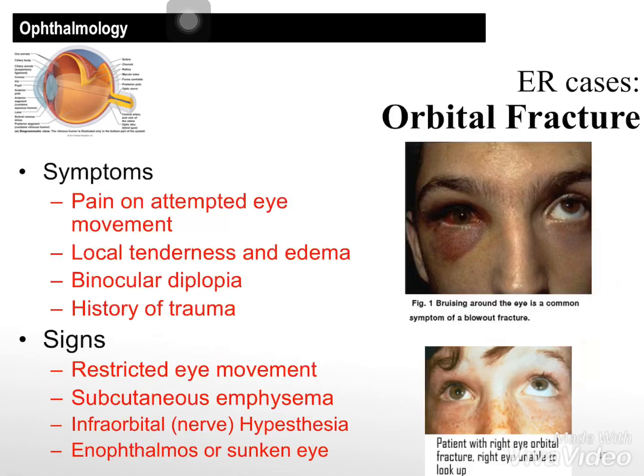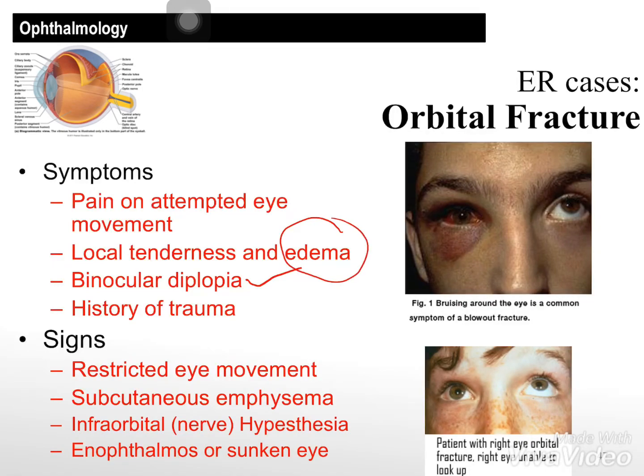What if the patient is hit in the eye with a blunt instrument like a baseball bat, or encountered a vehicular accident and hit the eye on the steering wheel? So you suspect that there is an orbital fracture. What do you ask if you're suspecting an orbital fracture? You ask the patient if he has diplopia and if there is local tenderness in the area.